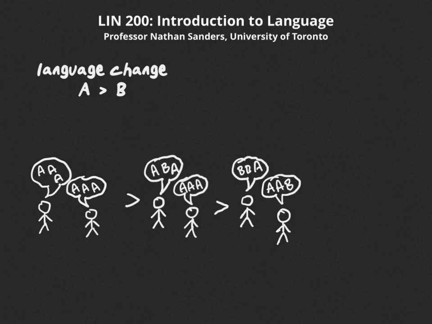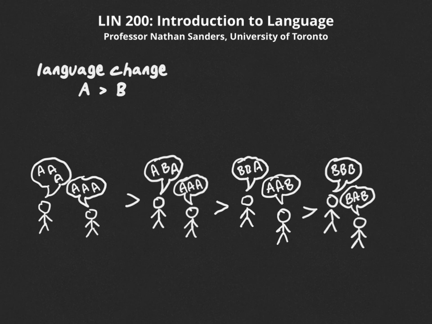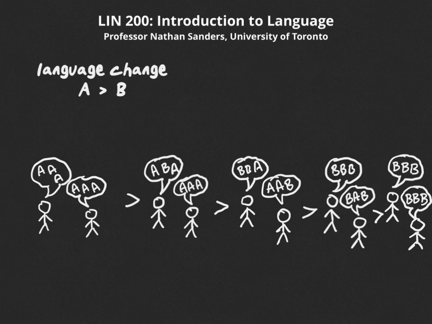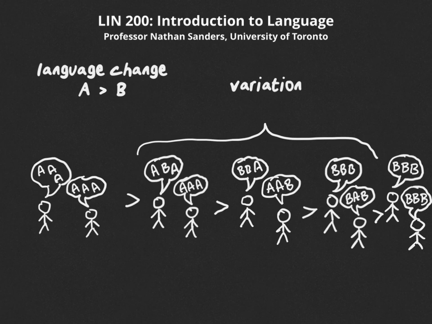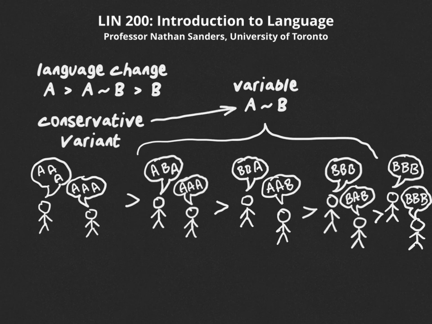And then over time, the amount of B gets larger and larger in the community until eventually there is no more usage of A and only B remains. That intervening time between the first occurrence of B and the last occurrence of A is a period of variation. We represent this variation with A tilde B, and we also call this a variable, where the original A is called the conservative variant of this variable, and the new B is the innovative variant of this variable.